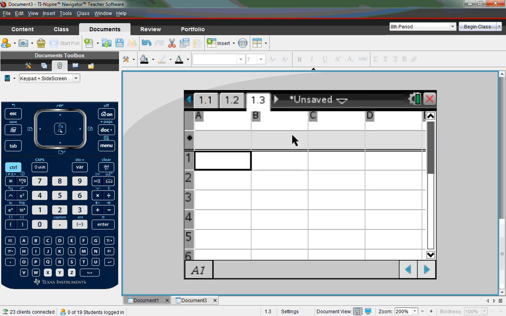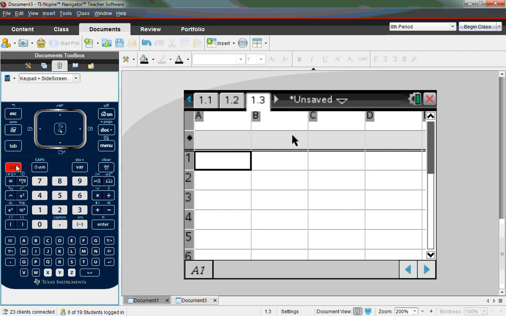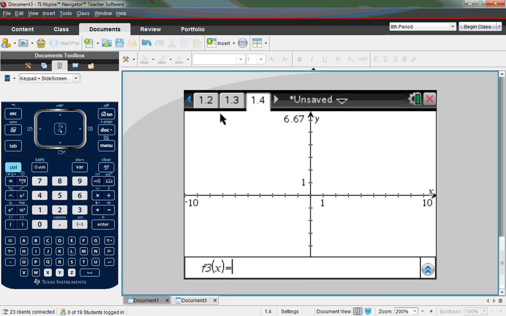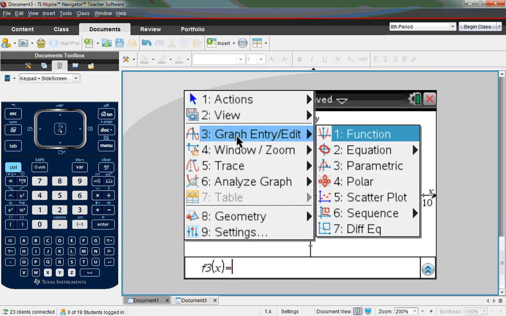Okay? After I've entered in my data, I need to make a scatter plot of it. What do I need to do to make a scatter plot? I need to have a new page. And what type of page do I want? I want a graphs page, and then once I'm on my graphs page, what do I want? I need to make a scatter plot. Can I make a scatter plot right away here? No, what do I have to do? Hit menu, graph entry, and what am I looking for? Scatter plot. Once I do a scatter plot, you can't do it because we don't have any data right now.